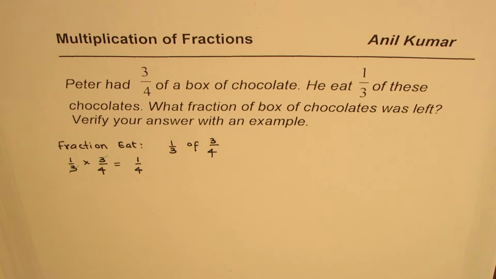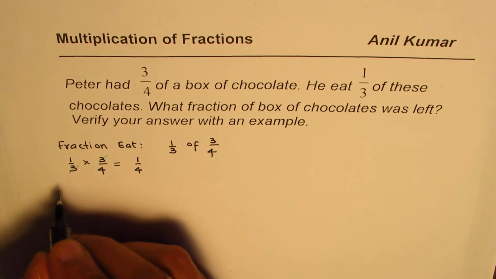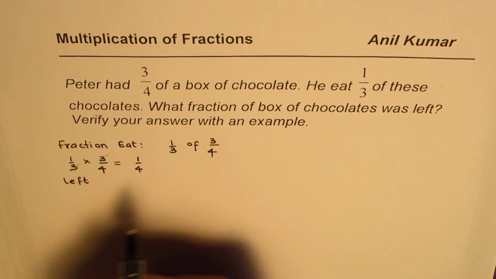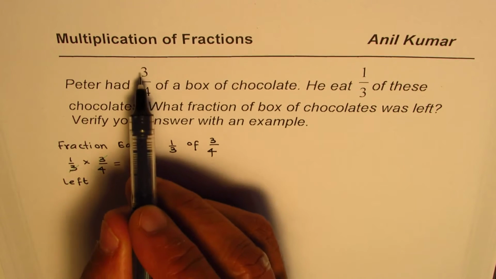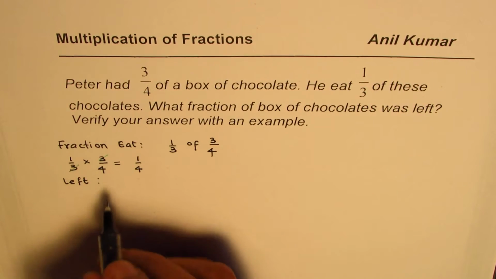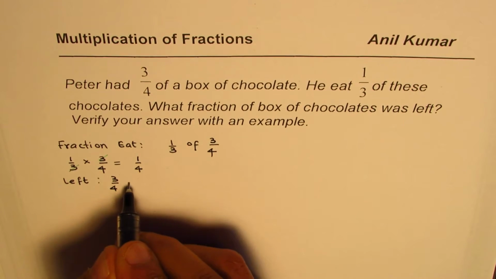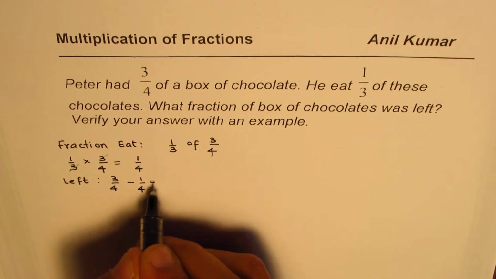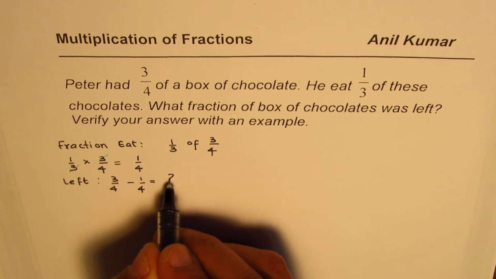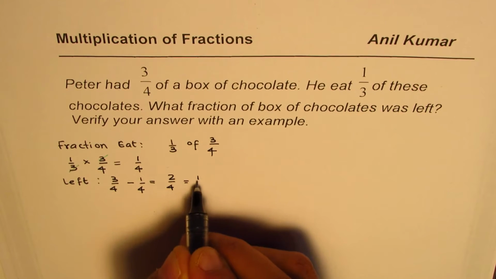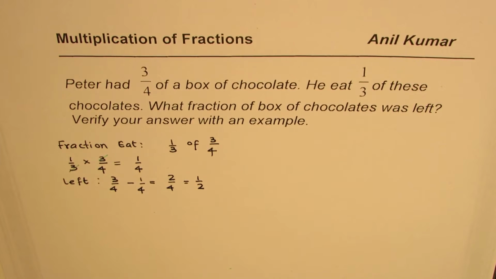Now the question is how much was left, correct? So that is what we need to answer. He ate 1/4, and how much is left? He had 3/4. So what was left is 3/4 take away 1/4, correct? Since they have the same denominators, we could do 3 minus 1, which is 2/4, which is the same as half, correct? So half of the box of chocolate is left. That is the answer.